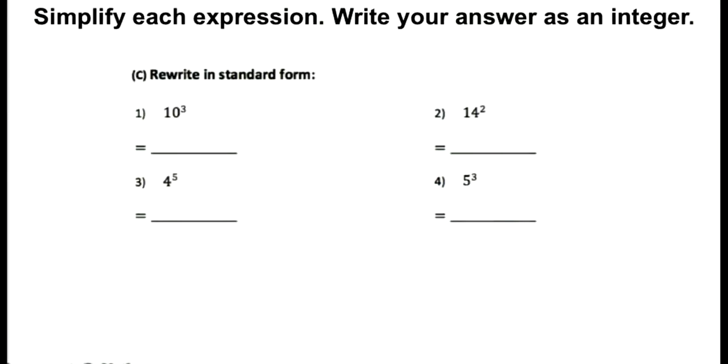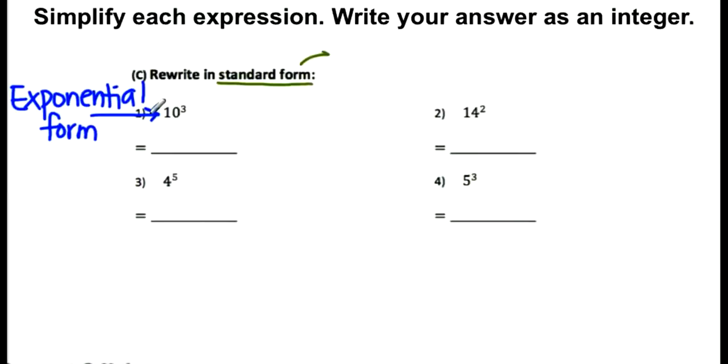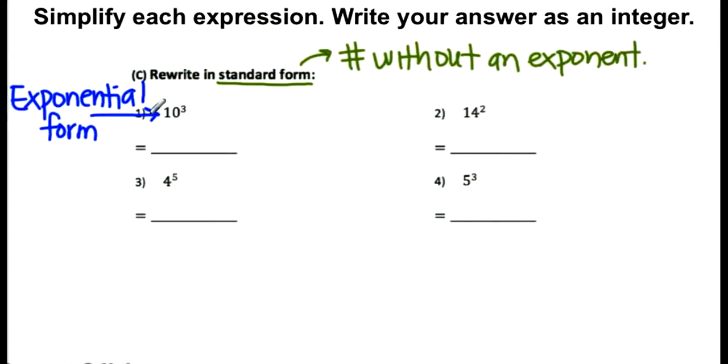All right, last time we wrote it in exponential form. So this right here, the 10 to the 3rd power, is exponential form, because there's an exponent. And now it's wanting us to write it in standard form. And standard form just means a number without an exponent. So we're going to have to evaluate 10 to the 3rd. We're going to go the other way. So we're going to write 10 3 times. So 10 times 10 times 10, right?